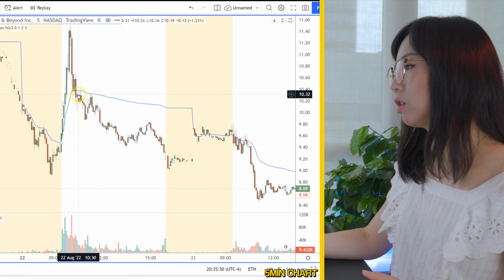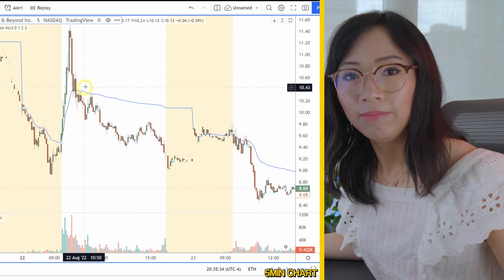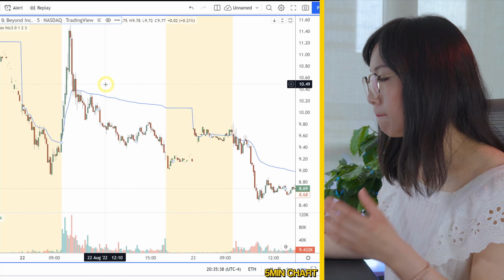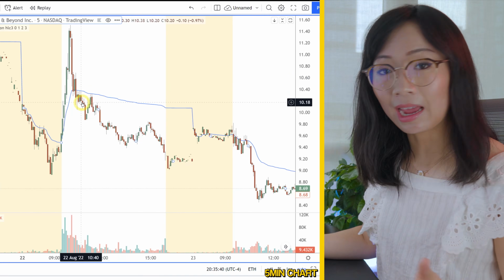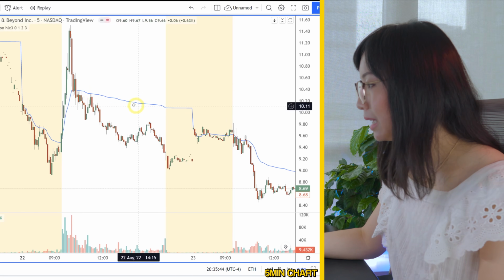So once it's broken down VWAP, that's my sign that, hey, if I was long, I need to cut it now, because I know that once a stock like this breaks down VWAP, it's likely to fade all day and stay below it. So that's exactly what happened.